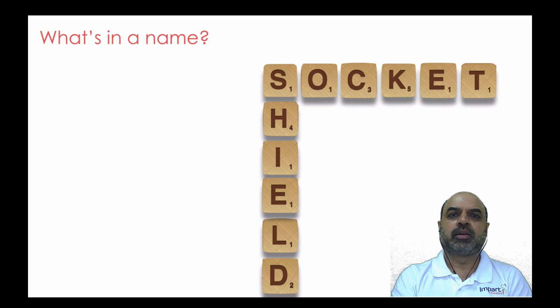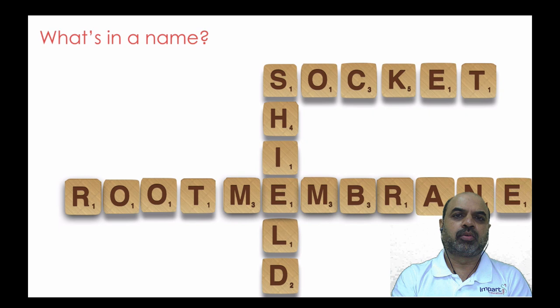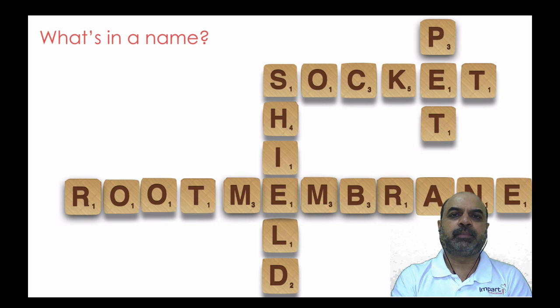So let me give you a bit of history about how this procedure came about, and what are the different terminologies that are being used worldwide to explain this particular procedure. So the original technique, the socket shield technique, is what I think most of us know this technique by. The other term also is the root membrane technique, which is also similar to the socket shield technique. And then there is the partial extraction therapy, or the PET, which also is a modification of the original socket shield technique. So how did this all come about?